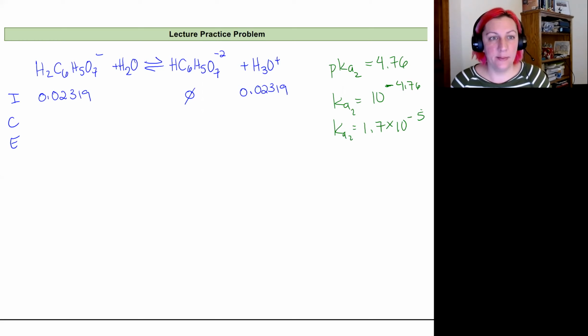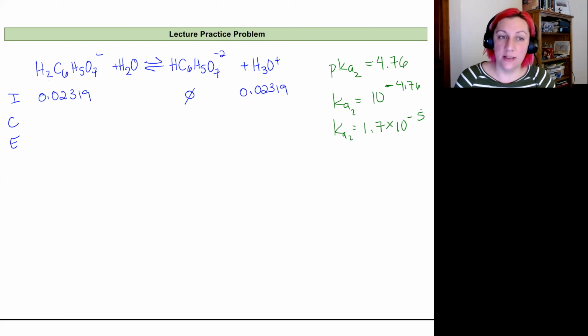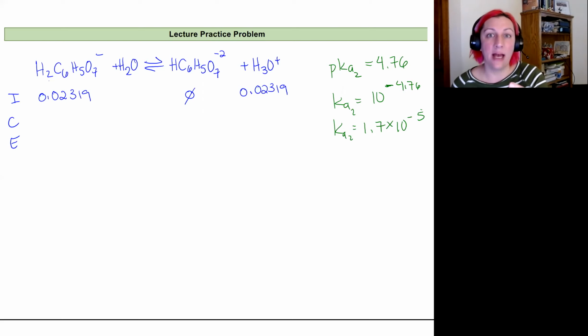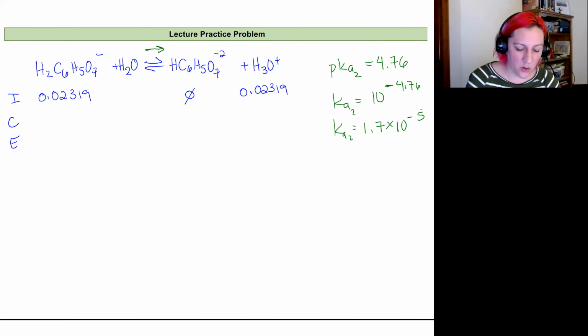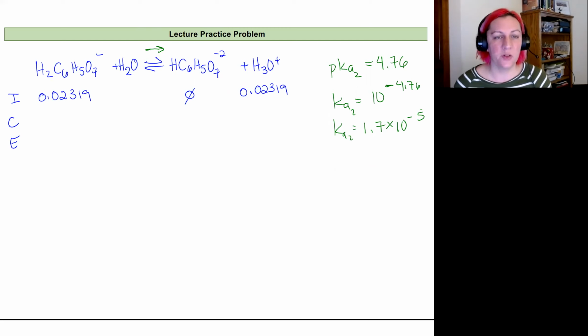Okay, I've set up my ice table. And what I've done is I've taken the equilibrium concentration of my H2C6H5O7 minus, which was that 0.02319, and I've put it in as the initial concentration. And I've done the same for my H3O plus, which I have some of after my first dissociation reaction. But I don't have any of my second dissociation product, the HC6H5O7 2 minus. And so because one of those products is 0, I know this reaction is going to form products to reach equilibrium. So I know I'm going to subtract from my reactants and add to my products.